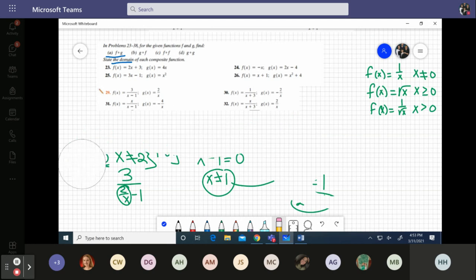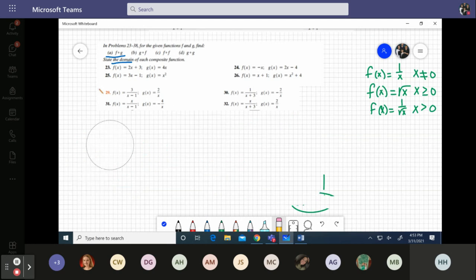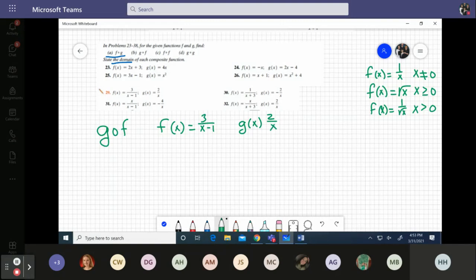So let's try the same one, 29, but this time we're going to do g of f. Again, f of x is equal to 3 over x minus 1, and g of x is 2 over x. What is the domain of g of f?